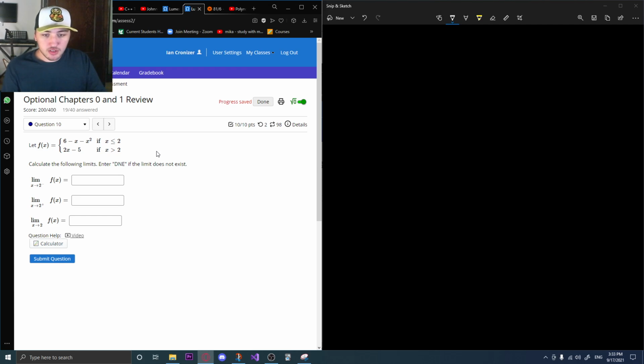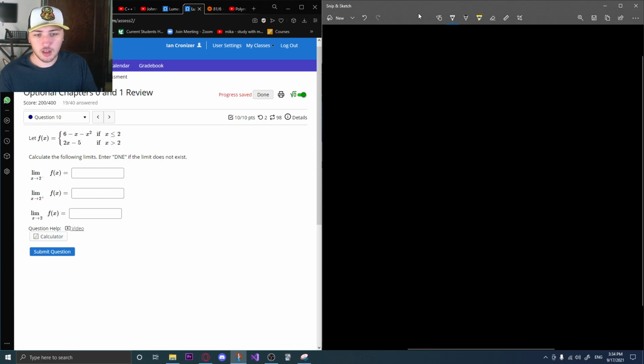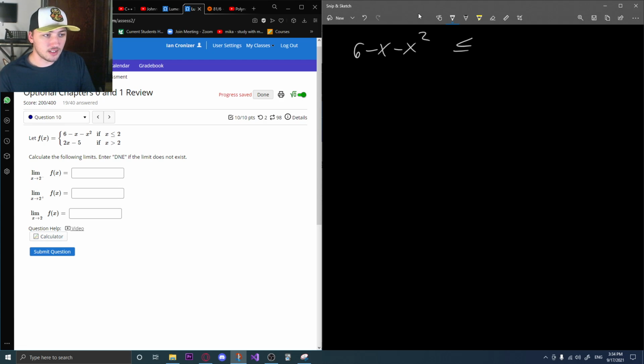Okay. So from the left, which means less than 2. Oh, I can control the screen. That's odd. I wanted to highlight it. Isn't that what we're looking for? So plug it into this. So it's going to be 6 minus x squared for x less than or equal to 2, and then 2x minus 5 if it is greater than 2. And clearly we're coming from the left, so we're plugging it into this.